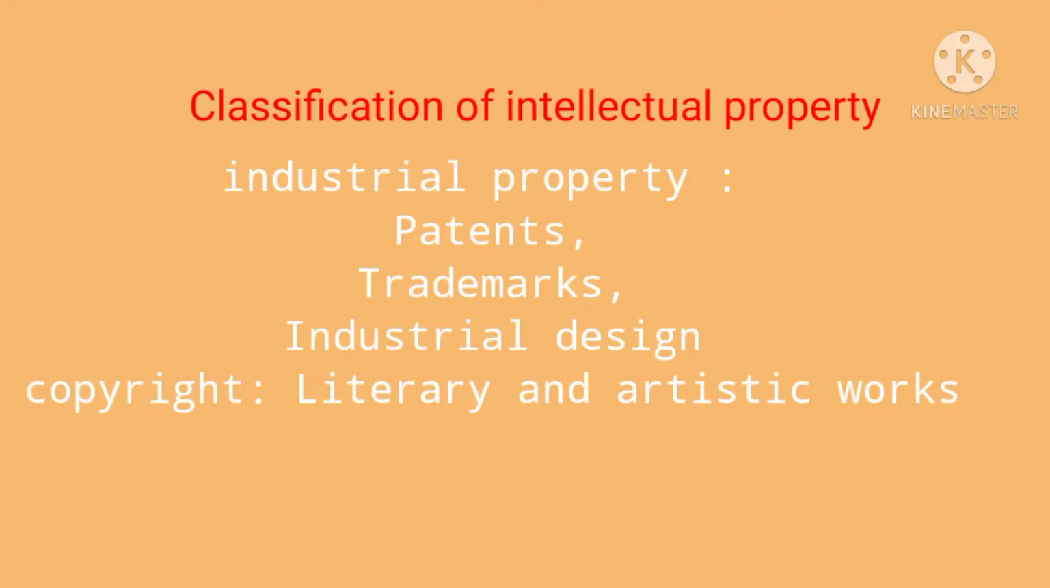Classification of intellectual properties. This can be classified into industrial properties and copyrights. Patents, trademarks, industrial design come under industrial properties. Literary and artistic works come under copyrights. That means we cannot patent literary and artistic works.